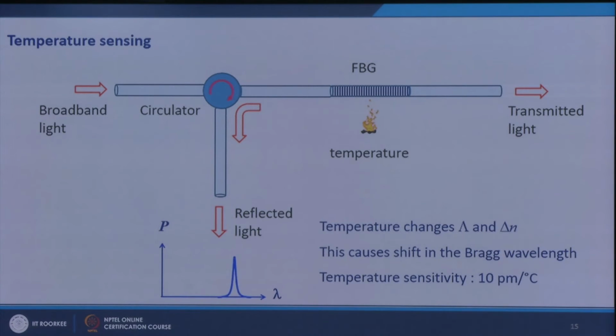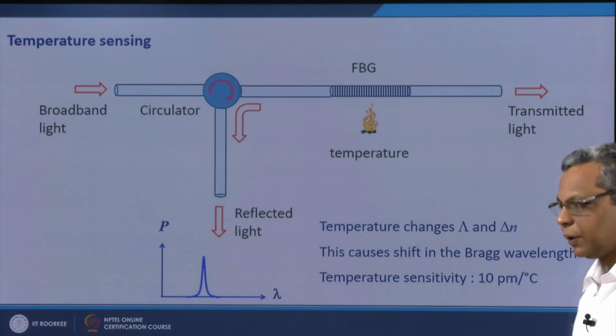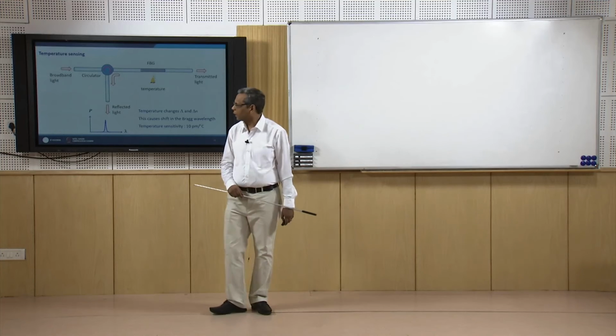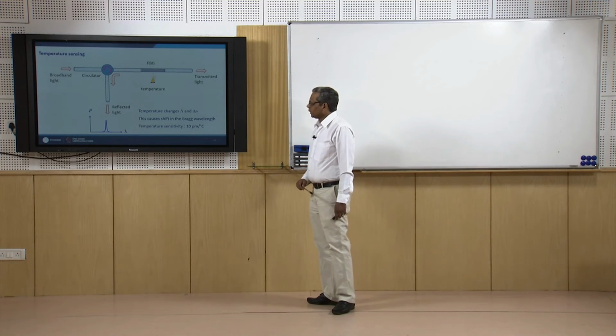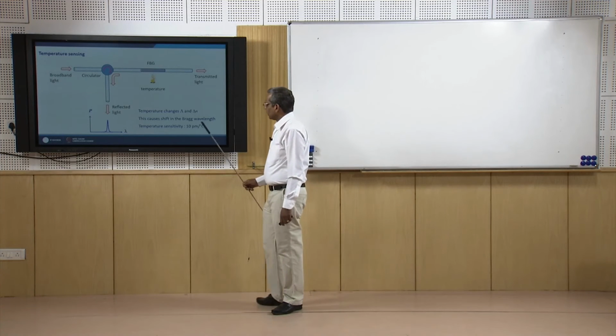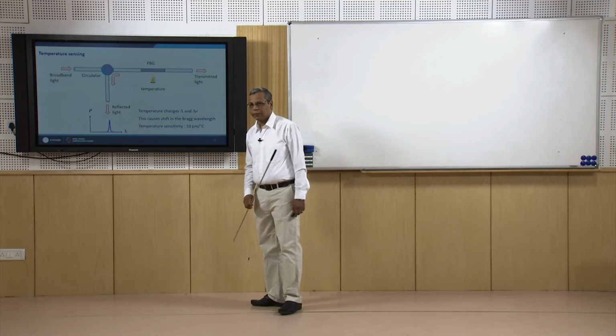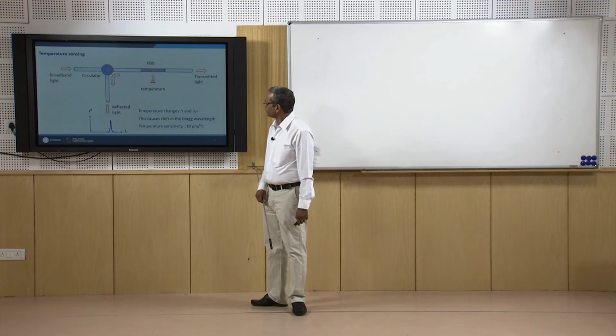I can also do temperature sensing. If I change the temperature, then it changes capital lambda and delta n, and this also causes shift in Bragg wavelength, and by measuring this shift I can sense the temperature. Typical temperature sensitivity that can be obtained is 10 picometers per degree centigrade.